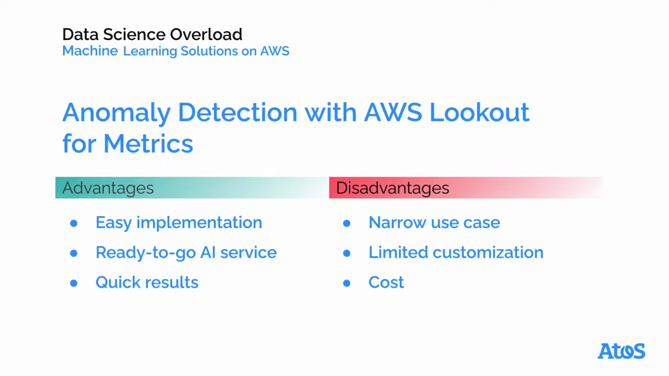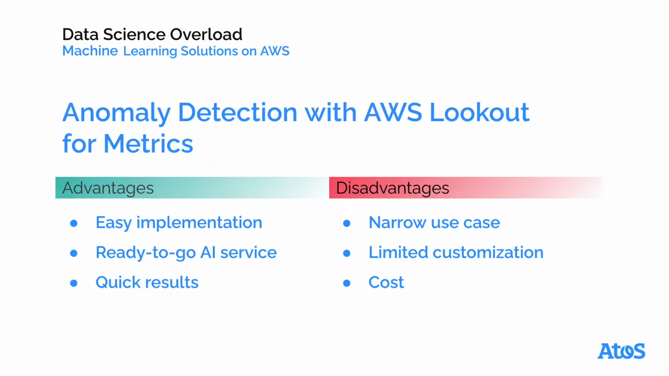Some possible disadvantages include the fact that it's a narrow use case, it has limited customization, and it can be costly. We think that this can be a great solution for growing startups or small teams that have limited dev or data science resources, but they need to get anomaly detection up and running quickly to support some of their core business outcomes.